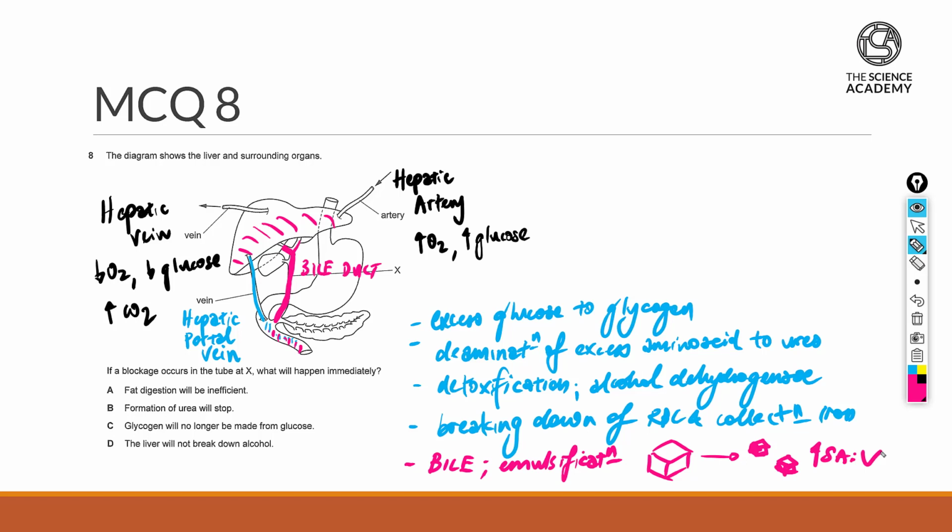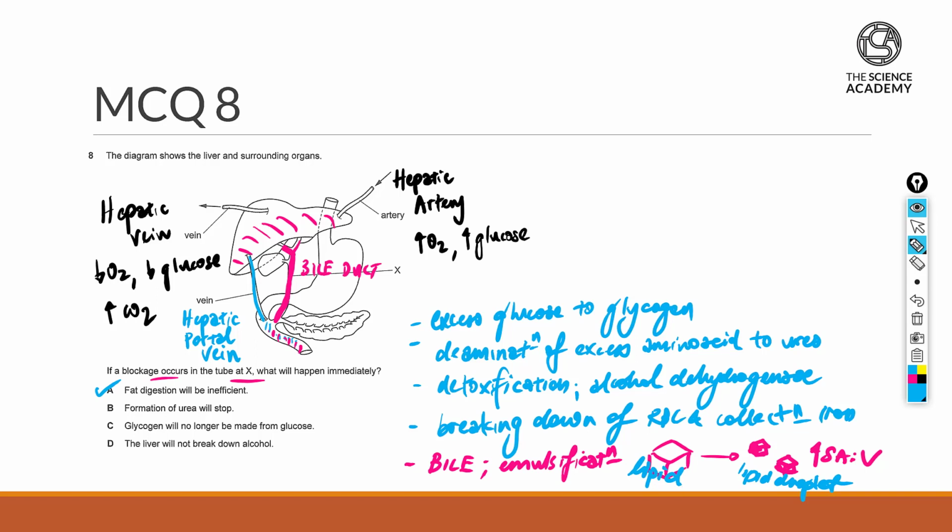So if you were to have a blockage at tube X, what will happen here is that the fat digestion will be inefficient. It will still continue, but it will be inefficient because instead of digesting your lipid droplets, we will actually be digesting lipid itself, which has a much lower surface area to volume ratio.